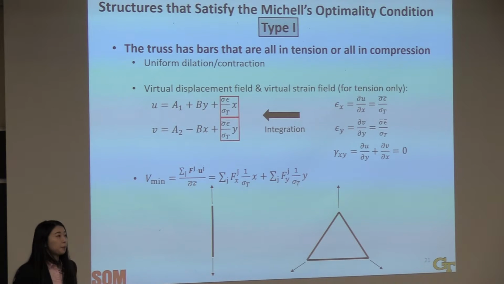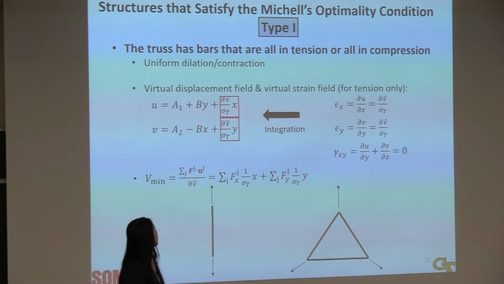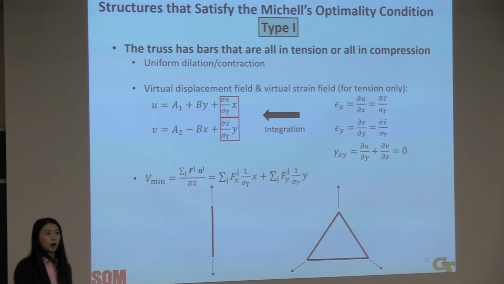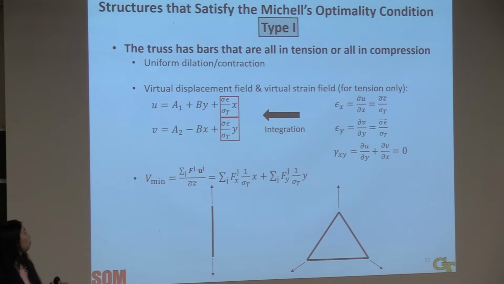The first type is a very simple type of structure, which is if the truss has members, all the members are either in tension or all the members are in compression. So automatically, this type of truss will satisfy the optimality condition if it is a fully stressed structure.